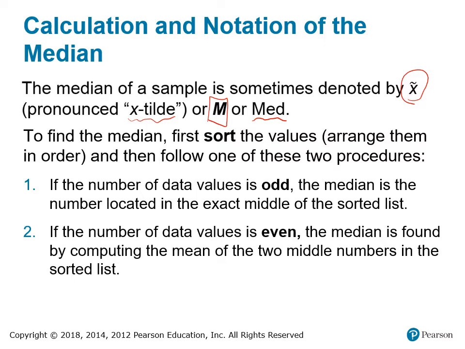So, two scenarios. One, you have an odd number of data values, in which case there will be an exact middle value, and that's your median. And I'll give you an example. Second scenario is you have an even number of data values. If you have an even number of data values, there is no middle data value. So the way we'll compute the median is by finding the mean of the two middle values. And you'll have to see this in an example to really understand what I'm talking about.